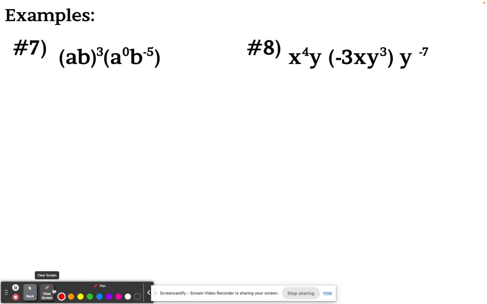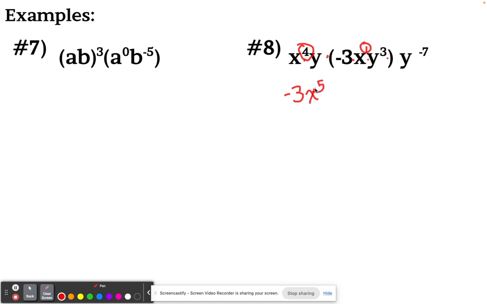Next example. Now you'll notice that none of these exponents are being raised to a power. So I can just think of this as just multiplication all the way across. First thing I'm going to pay attention to is that coefficient of negative 3. I'm going to put that out front. Now I have x to the 4th power, x to the, there's an invisible 1 power here. 4 plus 1 gives me x to the 5th power.